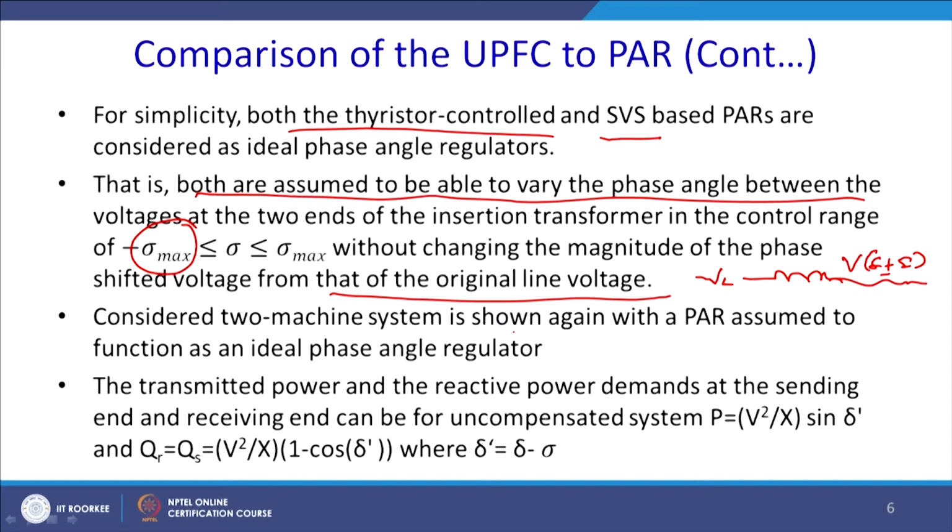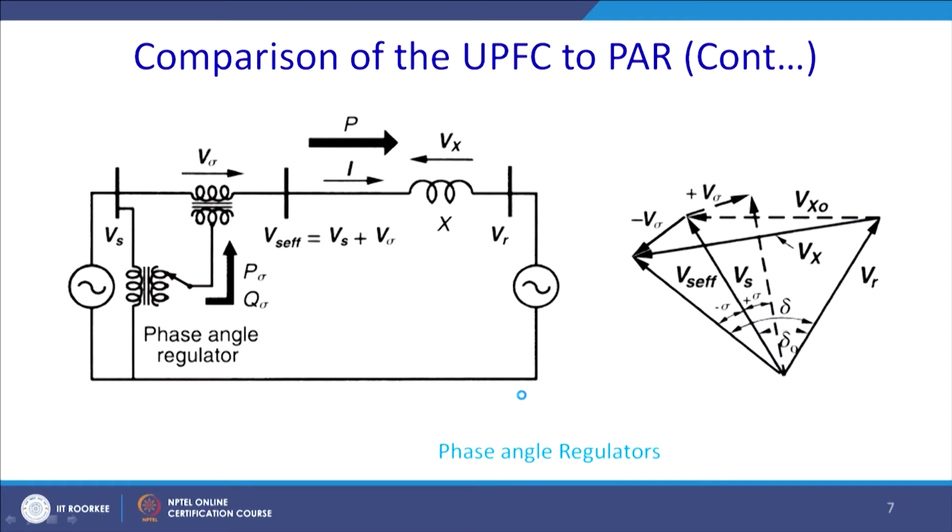Consider the two machine system as shown again in the PAR, as we discussed when covering the PAR, functioning as an ideal phase angle regulator. The transmitted power and the reactive power demand at the sending end and the receiving end: for the uncompensated line is V square by x sin delta. Similarly, QS equal to QR equal to V square by x into 1 minus cos delta, where delta will now be changed to delta plus minus sigma.